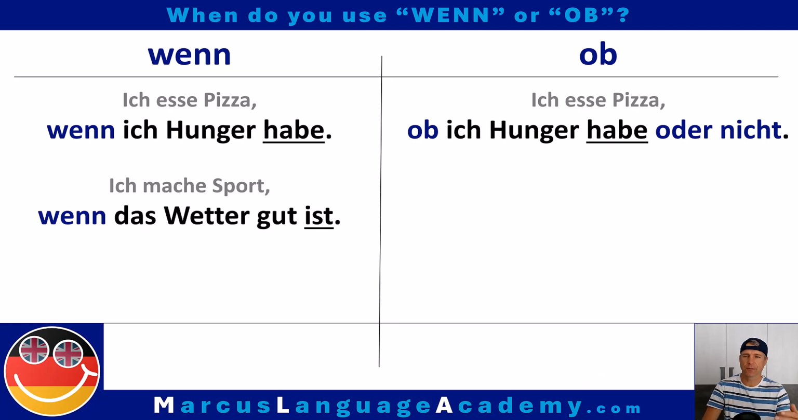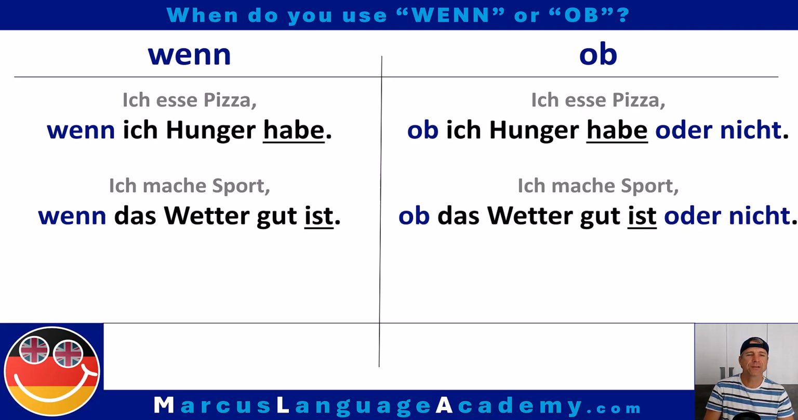Ich mache Sport, wenn das Wetter gut ist. I do sports when the weather is good. Again, the verb goes to the end: wenn das Wetter gut ist. When the weather good is. And here, ich mache Sport, ob das Wetter gut ist oder nicht. I do sports if the weather is good or not. So two different situations.